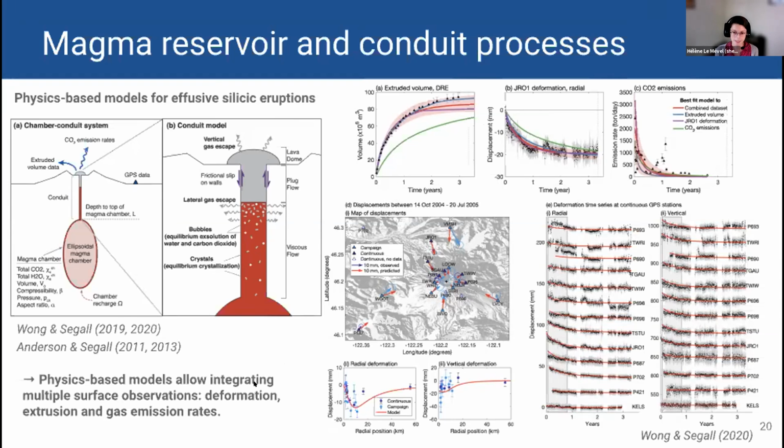The point here is that these physics-based models allow us to model very key time-dependent processes, such as the gas exsolution in the conduit, and to explain the temporal evolution of different surface observations. So they do have the potential for predicting the evolution of the system.